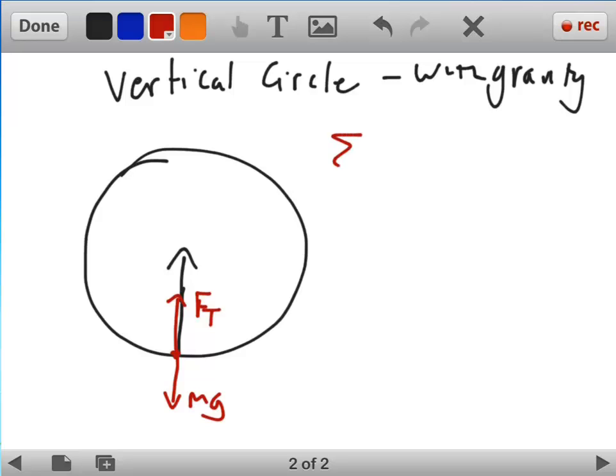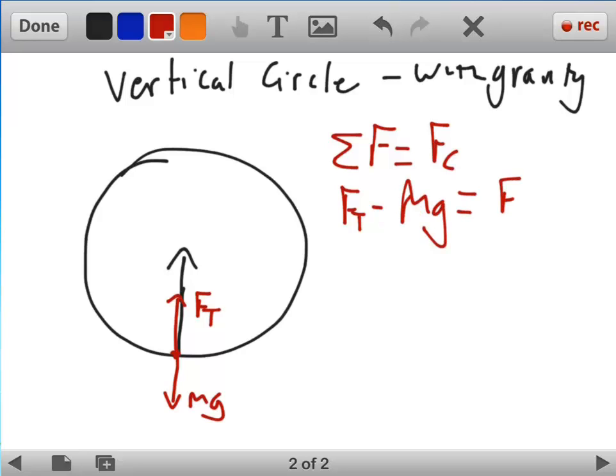But the net force, since this thing is moving in a circle, is actually centripetal force. So I'm going to say the net force, which is the sum of the forces, so Ft minus mg equals Fc. What I have is the tension force is actually the centripetal force plus gravity, which makes sense because not only does the string have to supply enough tension to counteract gravity, but then it's also got to supply more tension to swing the thing in a circle.